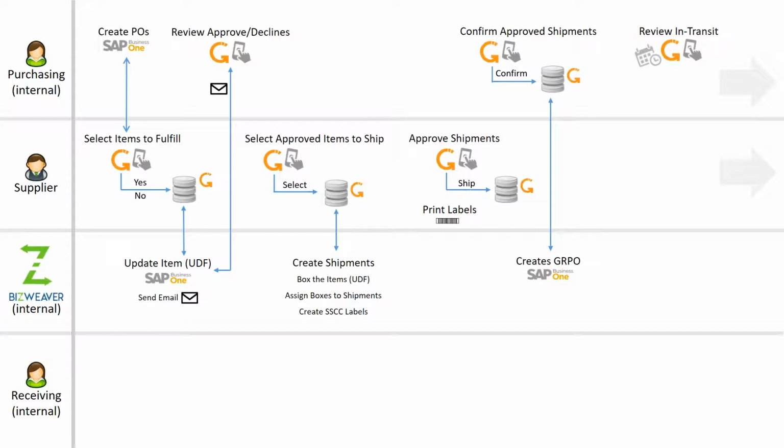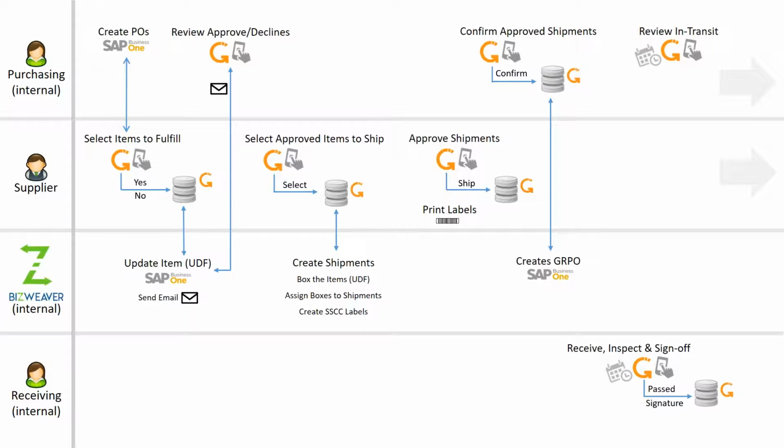Now, our person in purchasing always has the ability to log into Versago and, via a calendar view, take a look at all of those approved shipments that are now in transit. And we have another actor here within the customer organization in receiving who can also log into Versago, take a look at a calendar view of incoming shipments and indicate them.